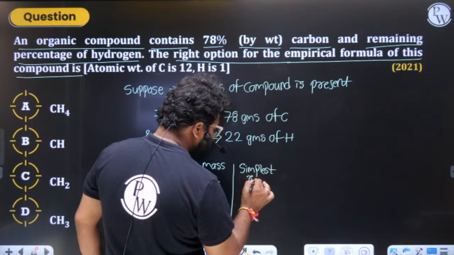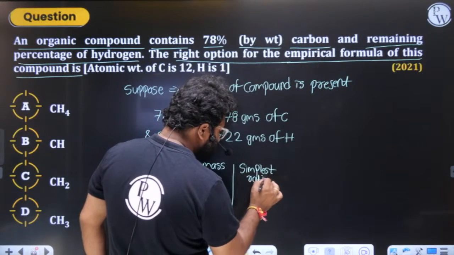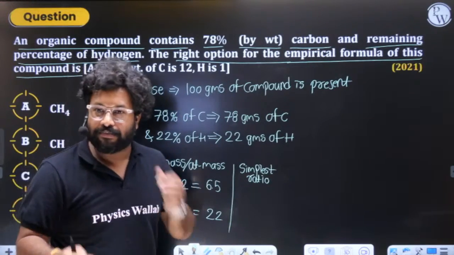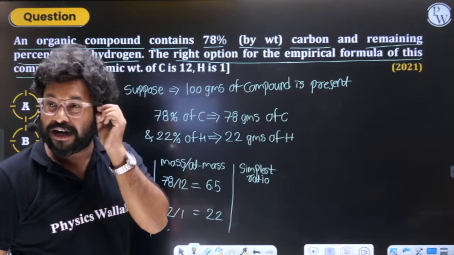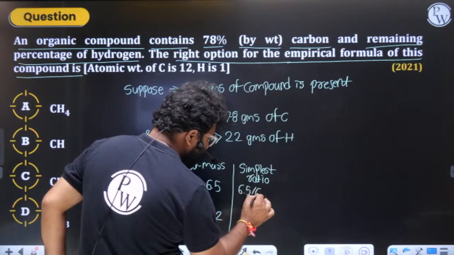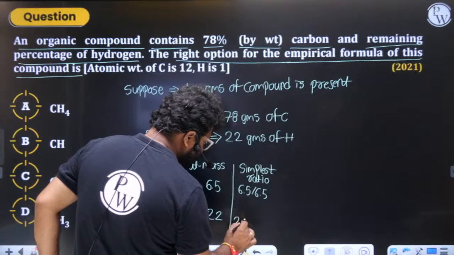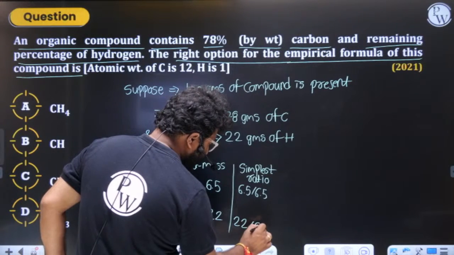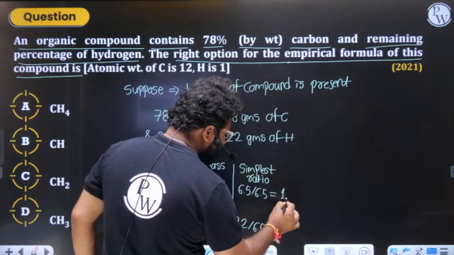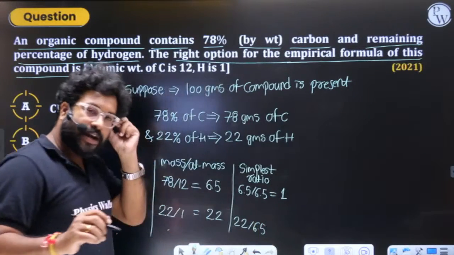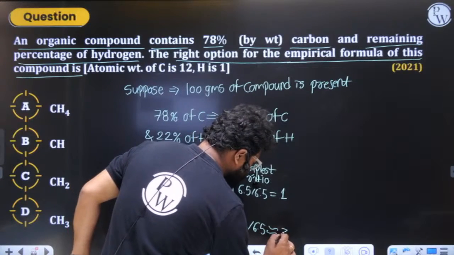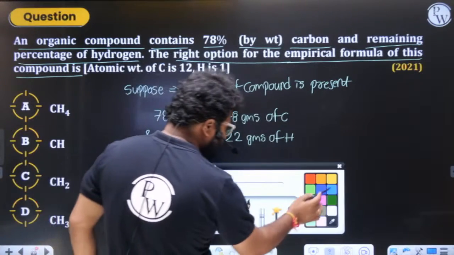And to solve simplest ratio, what do we need to take? We need to take 6.5, which is the smallest number, and divide every number by that. So 6.5 divided by 6.5, 6.22 divided by 6.5. 6.5 divided by 6.5 comes out to be 1, and 6.22 divided by 6.5 comes out to be nearly 3.